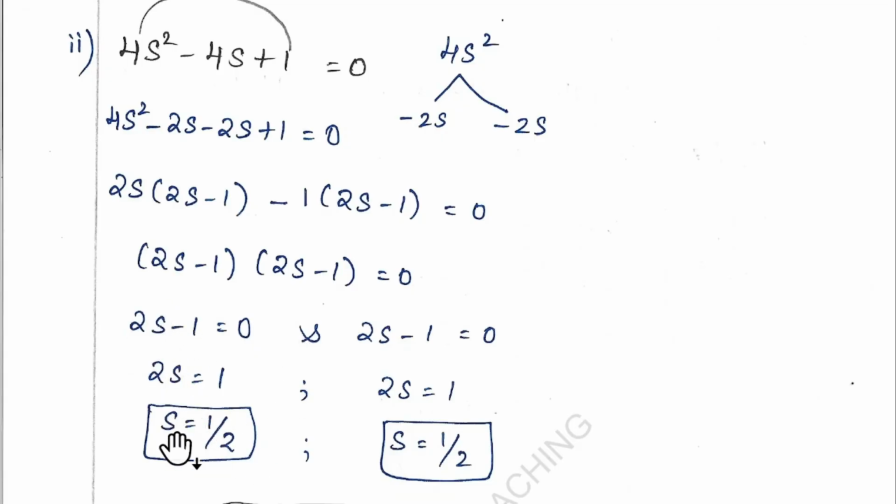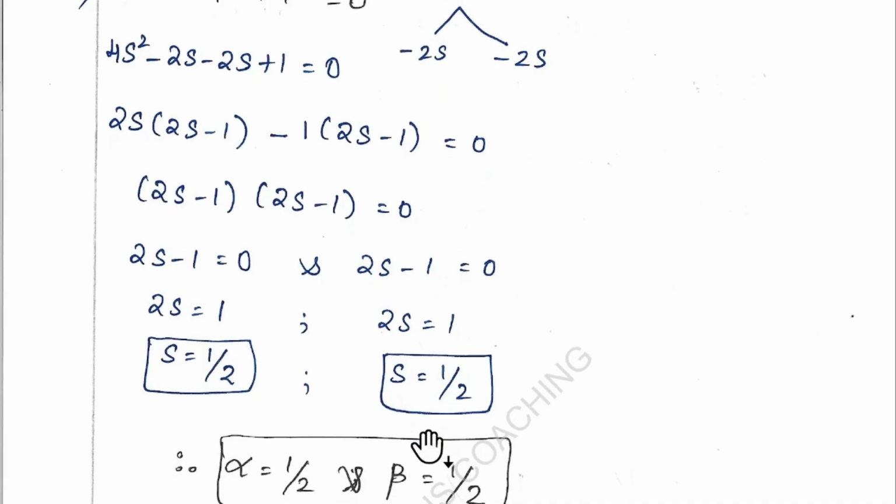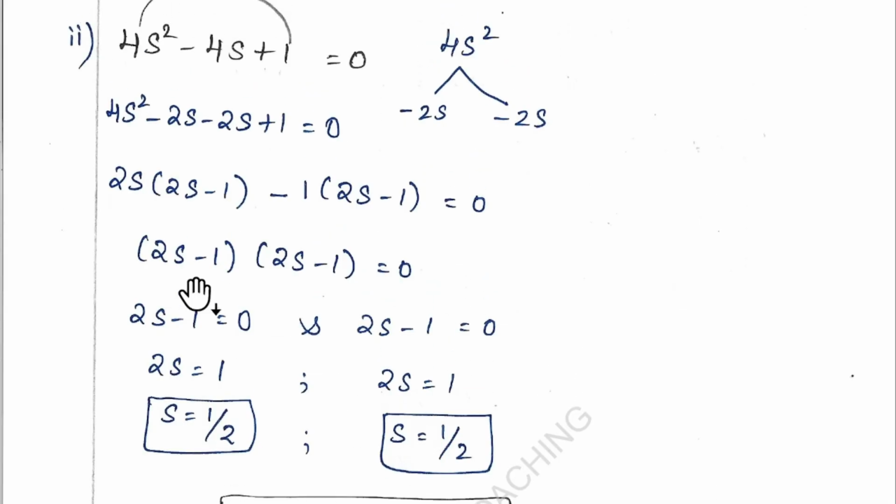2s equals 1, and 2, if that goes to that side, it comes in a division. So s value is 1 by 2, both s values are the same. So alpha is 1 by 2, beta is also 1 by 2. After you get alpha beta, what you need to do? Find a, b, c in the given equation.